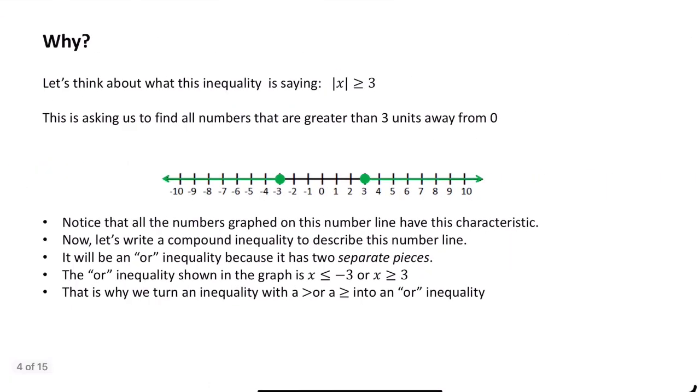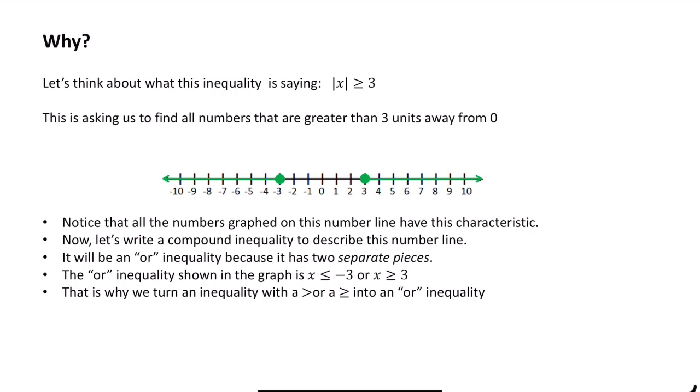On the other hand, what if we think about the absolute value of x is greater than or equal to 3? Well, that's basically saying, tell me all the numbers x that are more than 3 units away from 0. Okay, so where do we find those numbers? Well, numbers to the right of 3 are going to be more than 3 units away from 0. And numbers to the left of -3 are going to be more than 3 units away from 0. So if I shade in all those possible solutions, notice that this graph looks like an or inequality, right? Because I have two separate pieces that are graphed on the same number line.